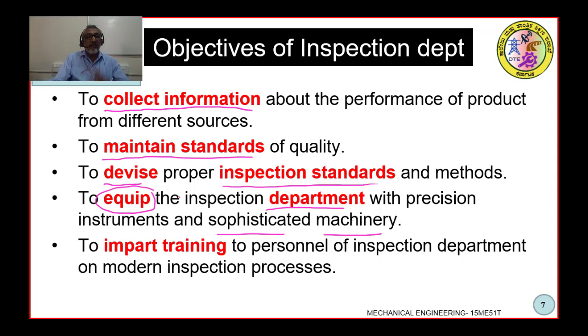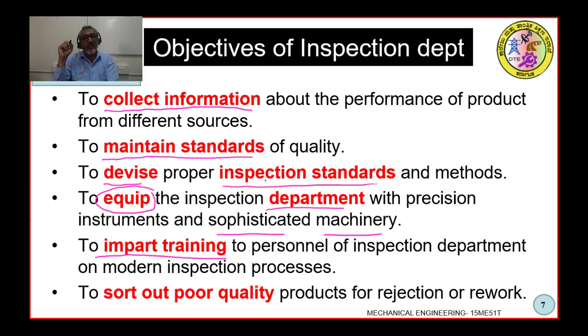And finally, when we use sophisticated instruments and machines for testing, when we use advanced methods and procedures for testing, we have to train the inspection staff in the usage of all those things. So that means imparting training to the inspection staff and maintaining their knowledge and skill up to date is also another objective of the inspection department.